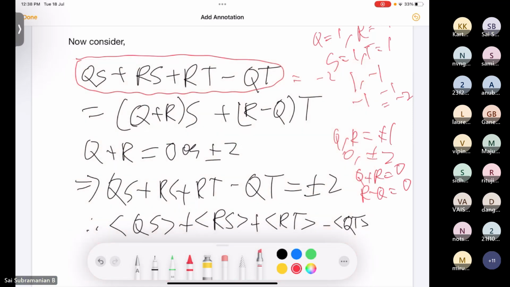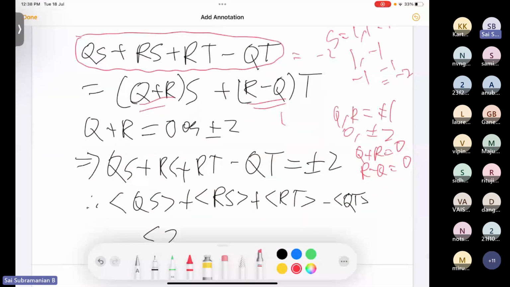Right? For example, if Q is 1, then R can be plus 1 or minus 1. If R is minus 1, Q plus R is 0. If R is plus 1, R minus Q is 0. So one of these two has to be 0, regardless of the actual value of R and Q. So one of these two is 0, and the other value is going to be plus or minus 2. And the thing it's multiplying is plus or minus 1. So that means this entire thing is going to multiply and give us plus or minus 2.